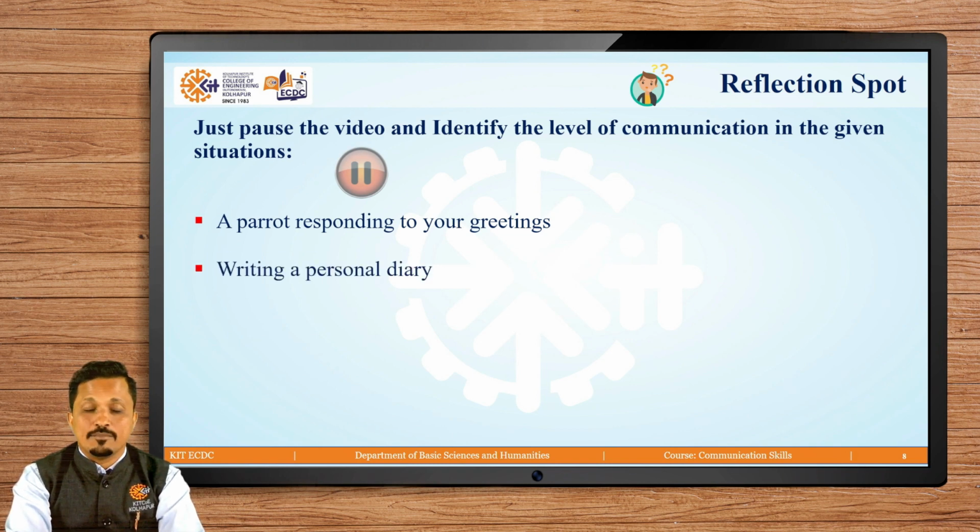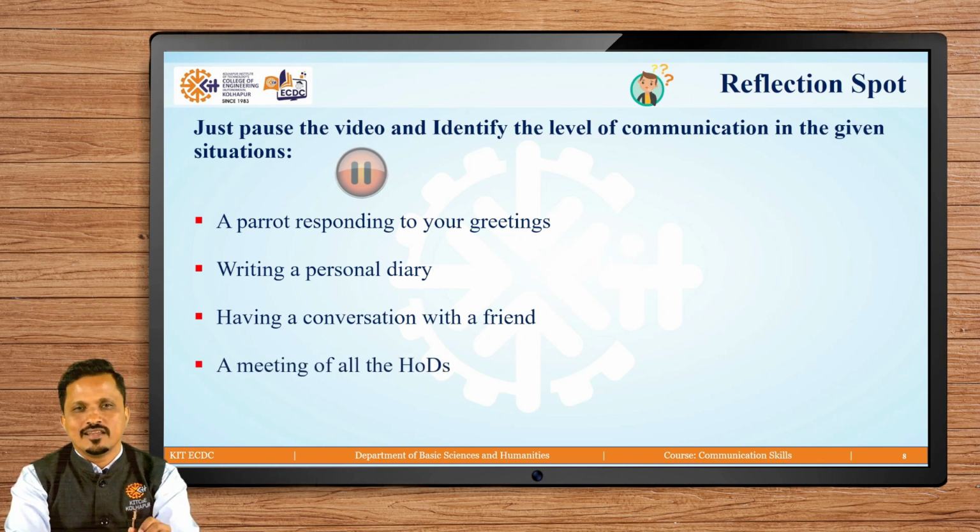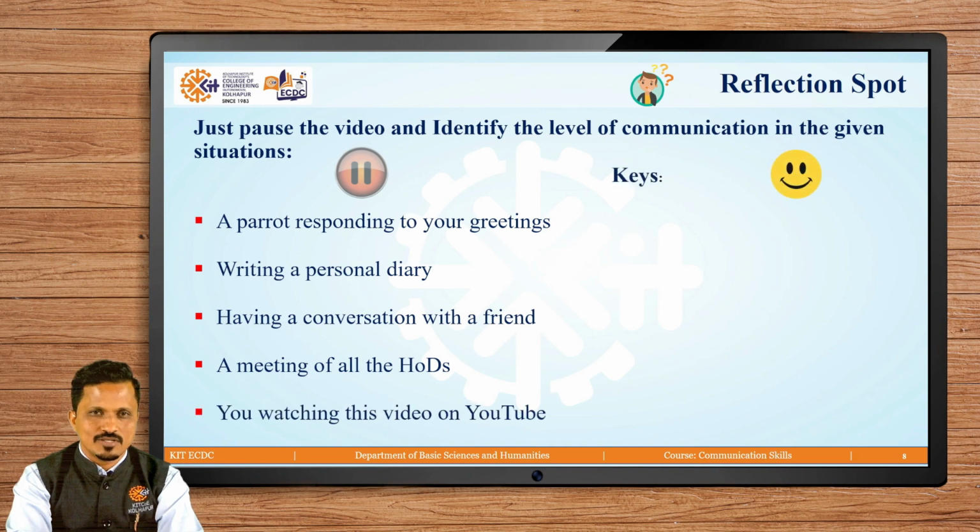Second, writing a personal diary. Third, having a conversation with a friend. Next, a meeting of all the HODs in one organization. And you watching this video on YouTube. So just pause for a while and try to identify the levels of communication.